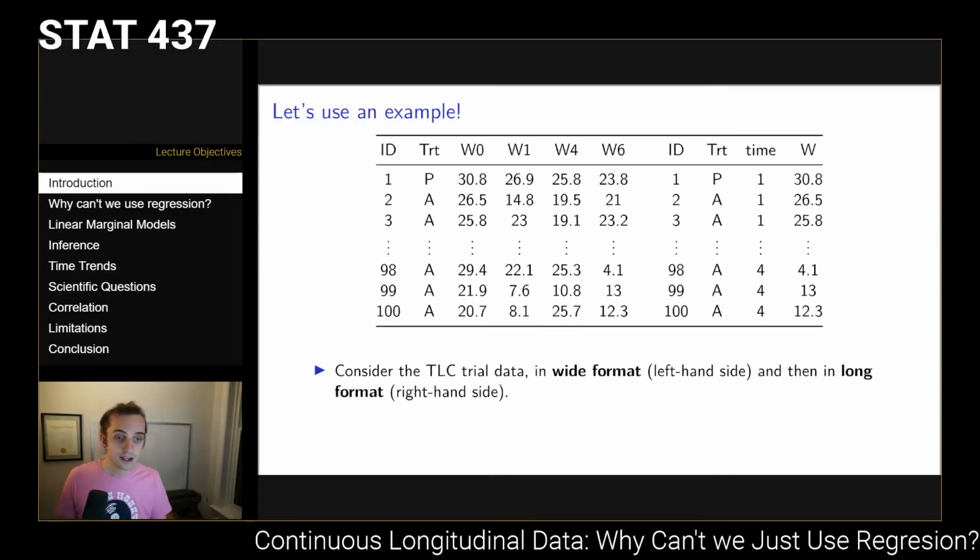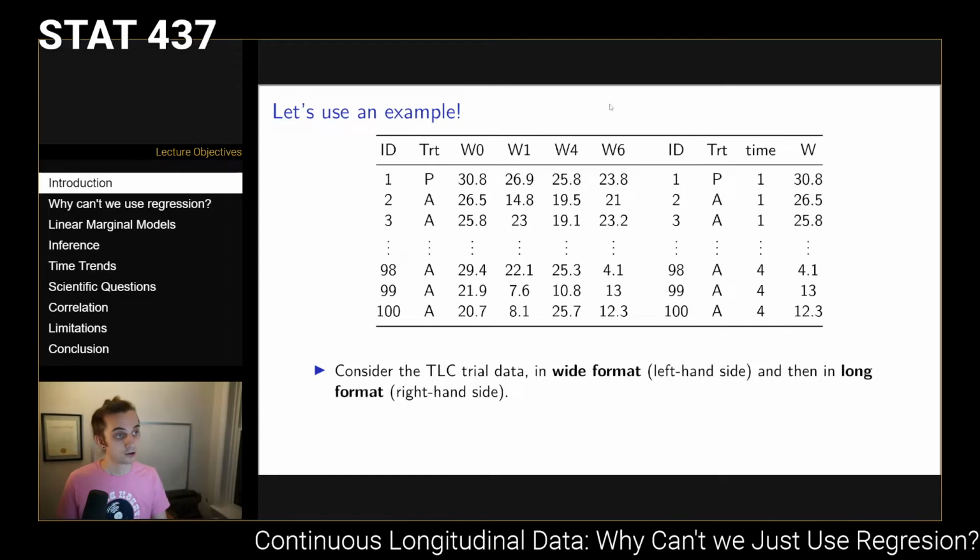Now, we can take a look at a concrete example for this. So this is the TLC data. We've seen this a couple of times already. And the idea is that there were 100 children in the study. They were all assigned either a placebo or an active treatment. So that's a P or an A. And they had, at 4 different times, the level of lead in their blood measured. So that's W0, 1, 4, and 6.